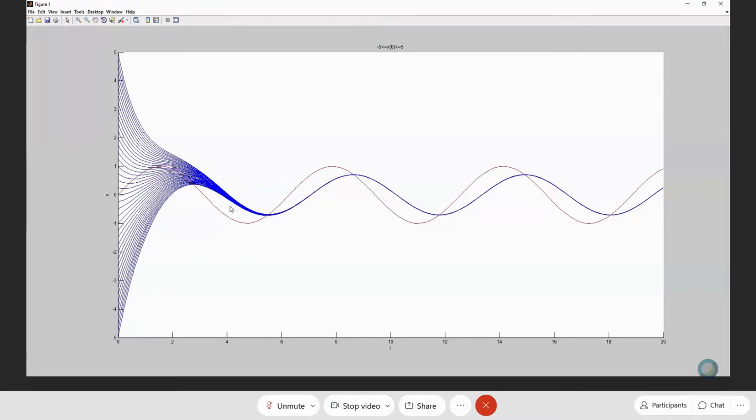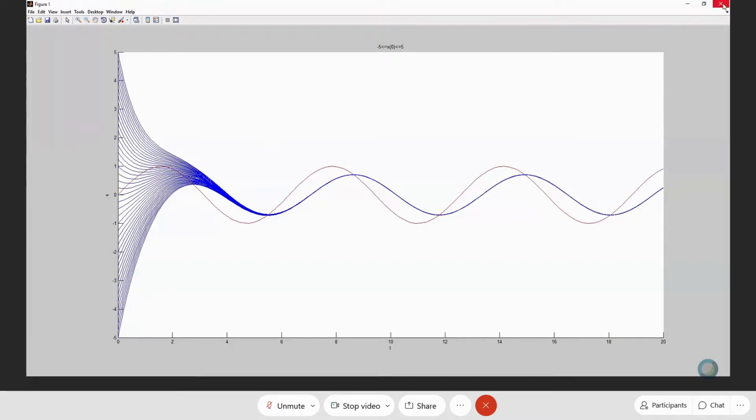Do you want to see the code that I used to produce this? It's in the handout, by the way. Are there any questions about how this was produced? All right, then let's move on.